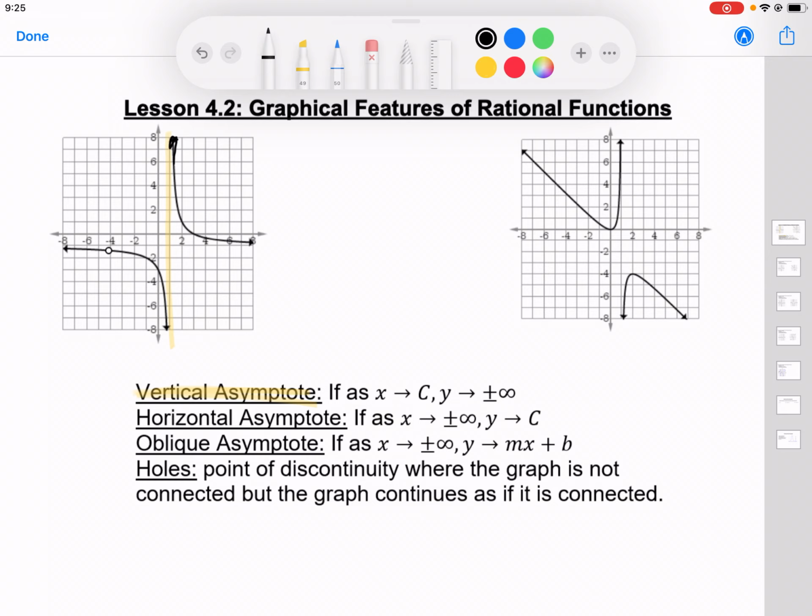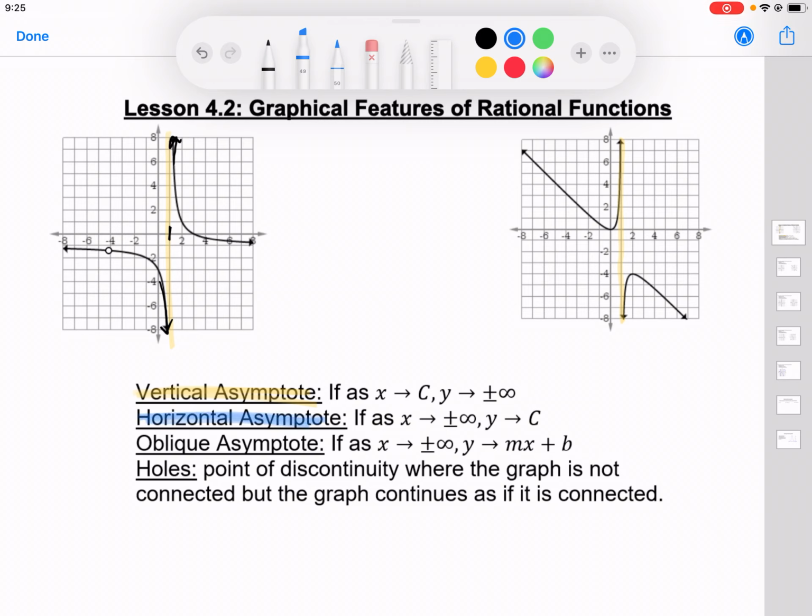So notice how the arrow over here is going up, approaching x equals 1, and then this one's going down to negative infinity. Okay. Sometimes they'll both be approaching the same direction. So this one right here would also have a vertical asymptote at 1 because those arrows are approaching that x value.